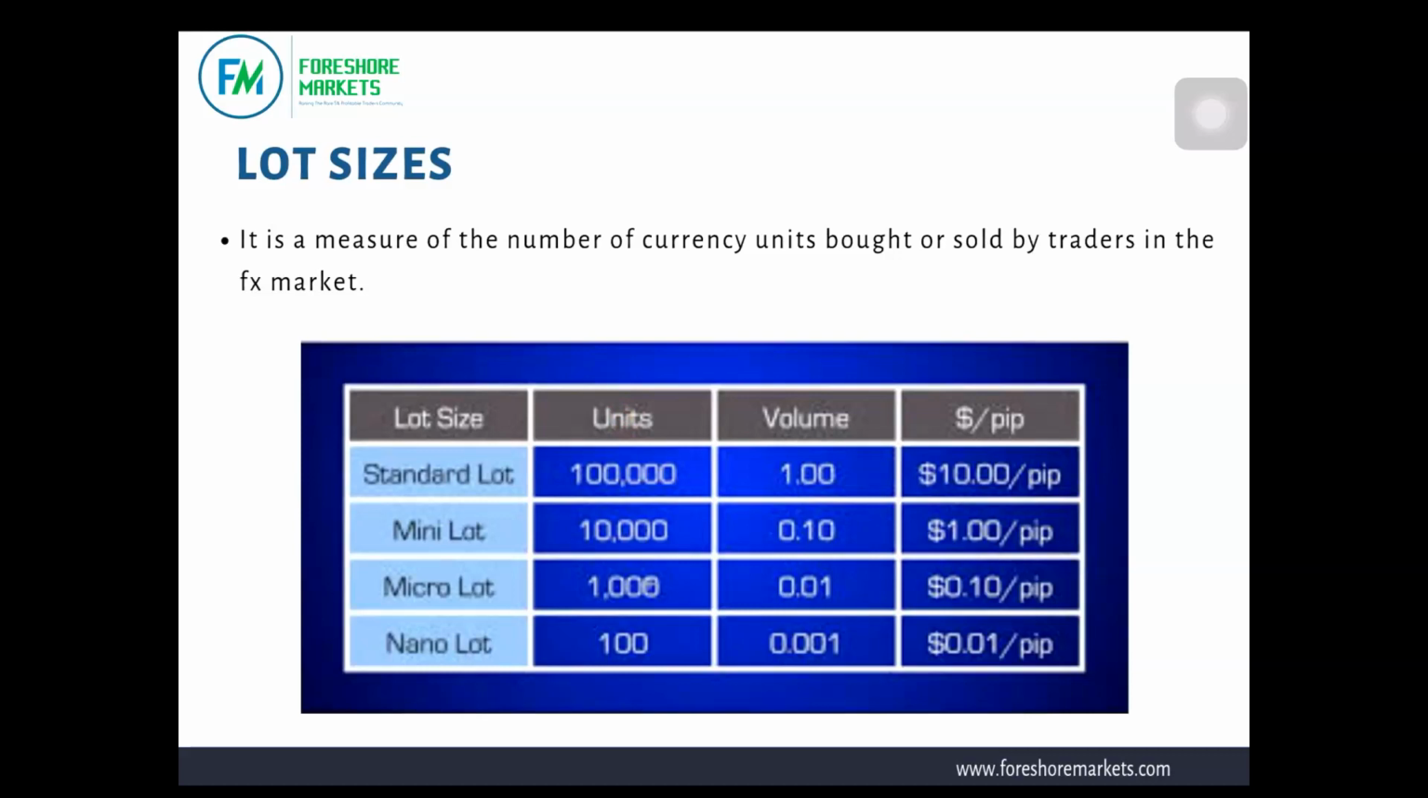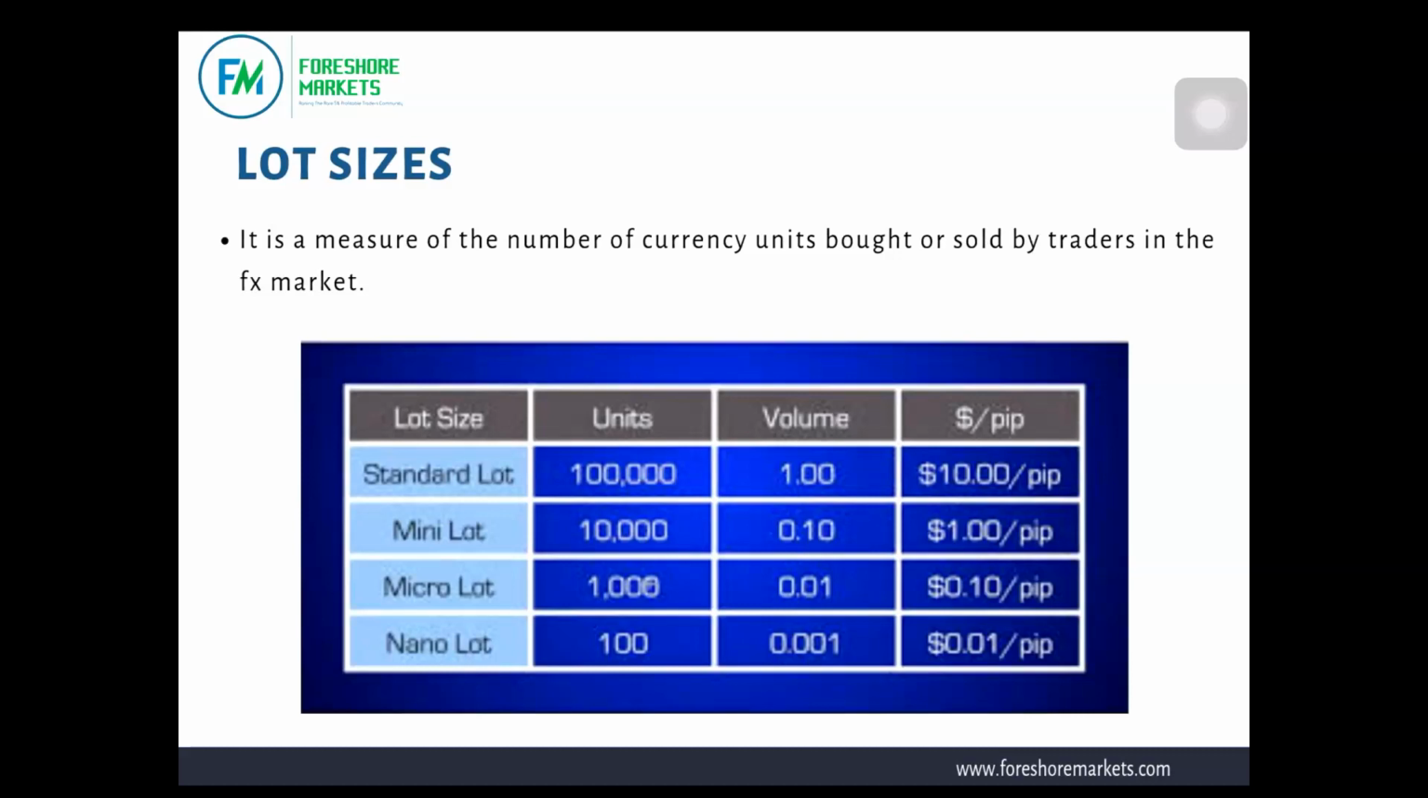Okay, so for example, if I'm buying one standard lot of euro dollar, it simply means I'm buying 100,000 units of euro versus the dollar. If I am selling one standard lot of euro dollar, it simply means I am selling 100,000 units of euro versus dollar. In other words, you are selling 100,000 euros.